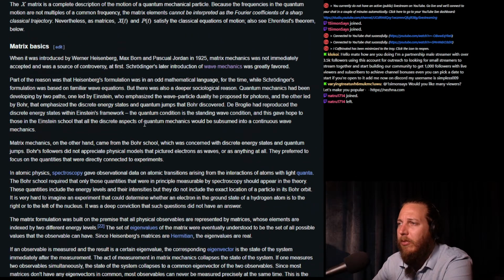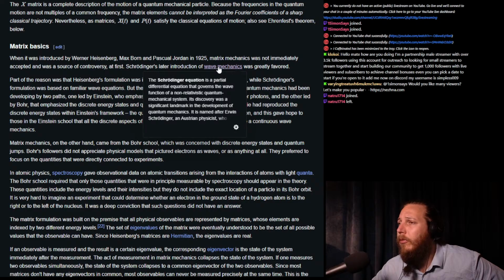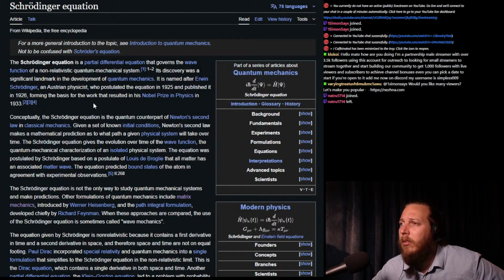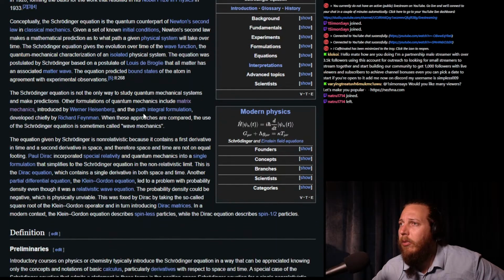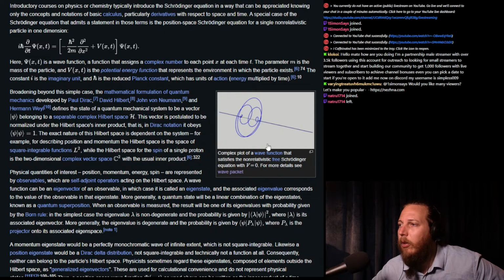Matrix basics. Oh, wonderful, we're getting to the basics. When it was introduced by Werner Heisenberg, Max Born, and Pascual Jordan in 1925, matrix mechanics was not immediately accepted and was a source of controversy at first. Schrödinger's later introduction of wave mechanics was greatly favored. Wave mechanics, where did we get? Partial wave function. Obviously, preliminaries. Oh, it's this guy. Okay.